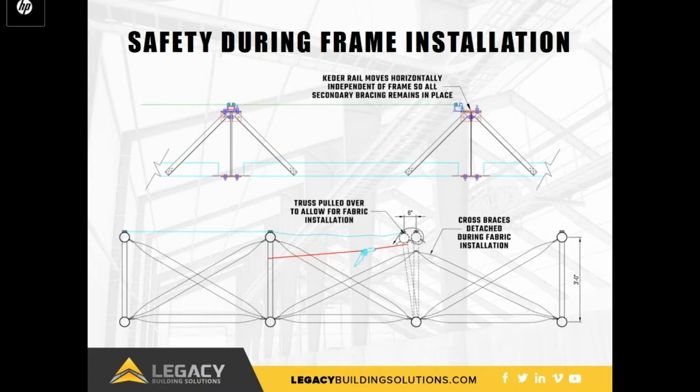Legacy's patented fabric attachment system ensures that the solid steel frames are not subject to flexing or bending during construction, and all secondary bracing is installed prior to installing the fabric panels. These designs help to ensure that safe install is of the highest priority.